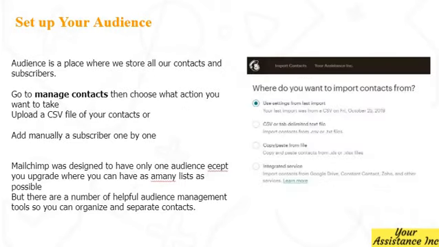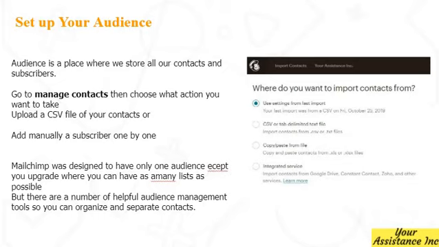Then number 2, now how do you set up your audience? So audience is a place on the dashboard. I've put a screenshot here so you see the audience, and it's a place where you store all your contacts and subscribers. So the first thing is to go to manage contact. It's going to be on your dashboard. By the time you've activated your account, it will take you to the dashboard area where you see a lot of buttons. So one of the buttons there is manage contact. So you go to manage contact, then you choose what action you want to take.